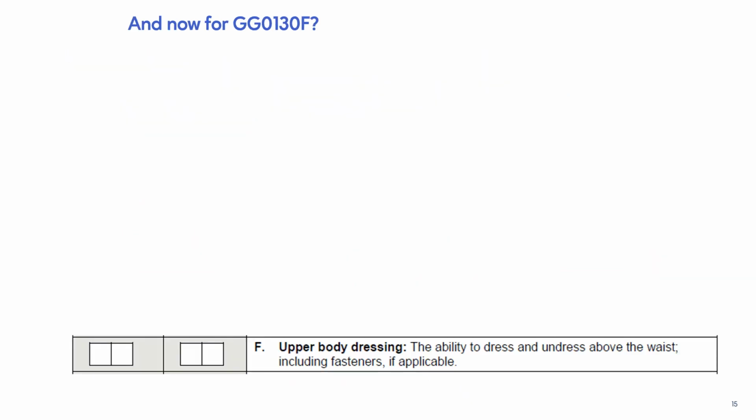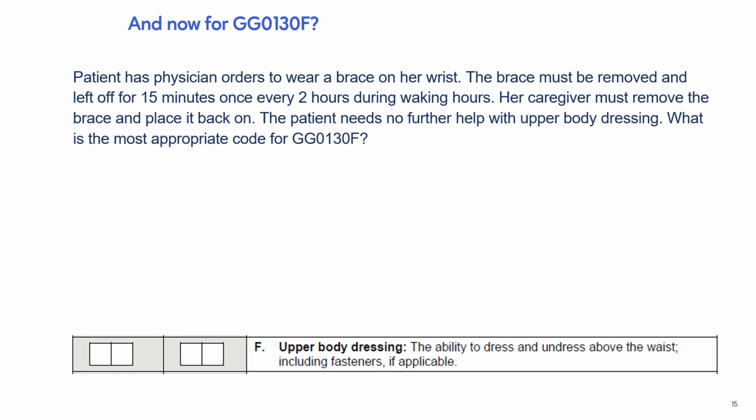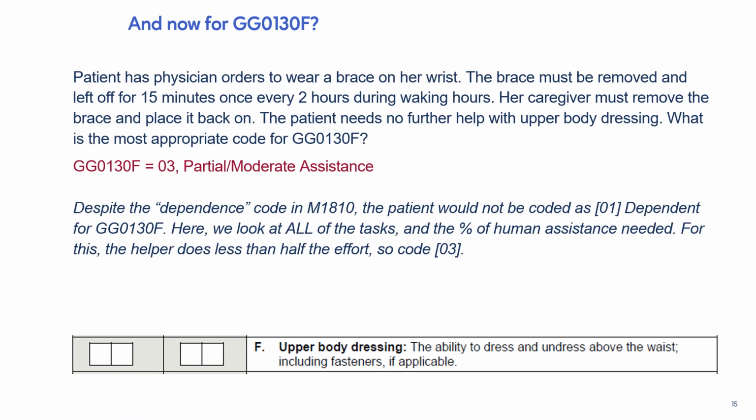So now for GG0130F, your upper body dressing, same scenario. We're going to say it's going to be a score of 03, your partial moderate assistance, not dependent like it would have been on the M1810 item. This is partial moderate assistance, because despite that dependence we had in M1810, the patient would not be coded as 01 dependent here. We're going to look at all of the tasks, so all of the dressing tasks, and the percentage of human assistance needed. So for this helper, the helper did less than half the effort, so we're going to code that as 03, which is your partial moderate assistance.